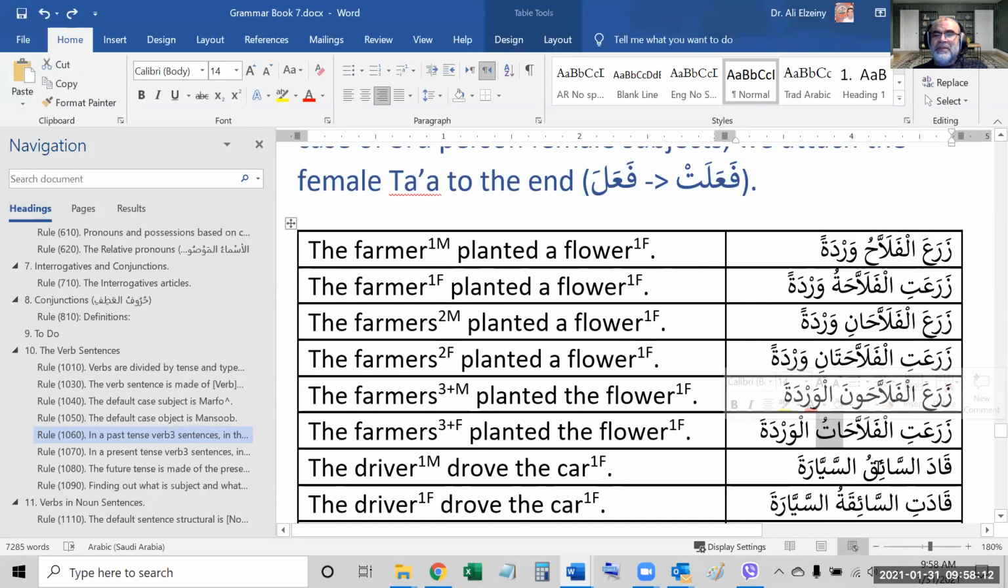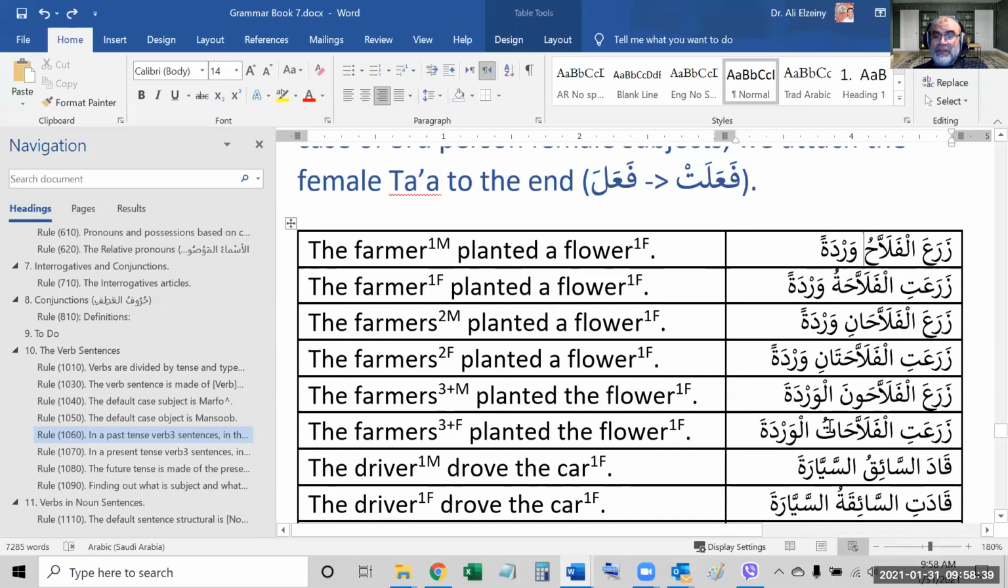The rule says that in order to make a noun a regular female plural, you take the singular male and add alif ta'. Or you can take the singular female, delete the ta' marbuta and put alif ta'. It's just easier to say, just take the male form. Okay.